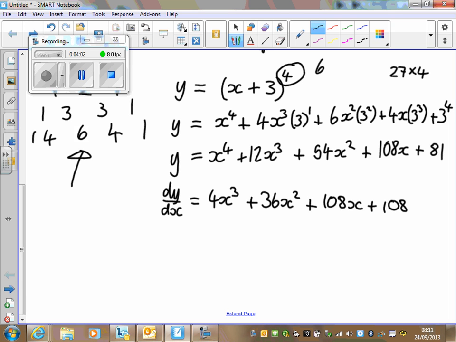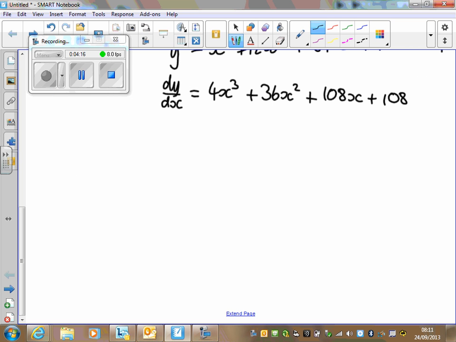And imagine, it's not too bad when it's power of 4, but imagine if it was power of 6. Imagine if it's power of a half. Then we don't actually have a finite binomial expansion for it. We've got problems there. So there must be an easier way to deal with functions involved in brackets.